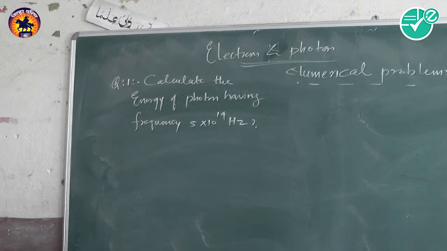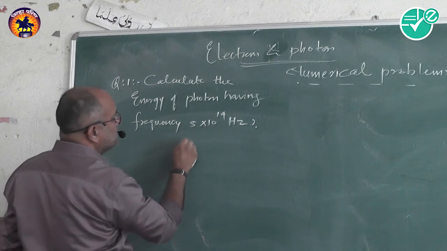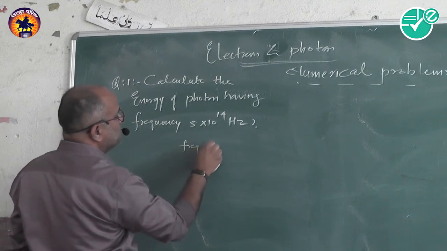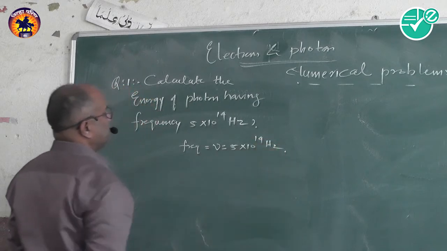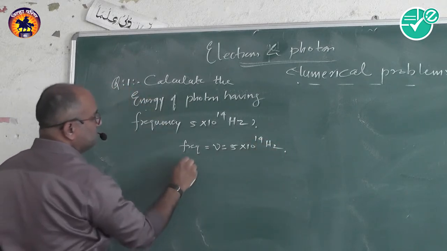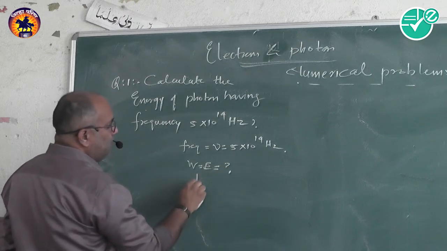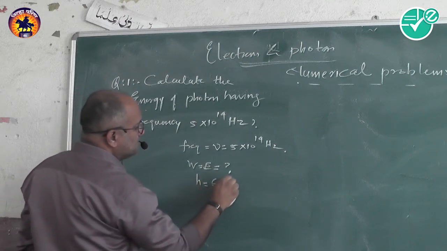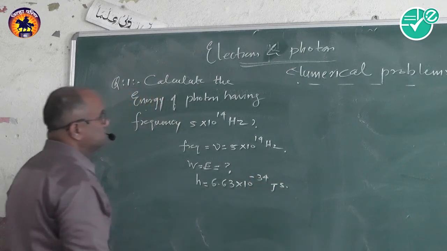Now, when a numerical is given to you, the first and foremost thing is that you read it once, twice, thrice. What is given to you, that you have to write there. Frequency is given to you: frequency nu is equal to 5 into 10 raised to 14 hertz. Now what you have to determine? You have to determine W, or E, is equal to what? Here the value of h is a constant, given as 6.63 into 10 raised to minus 34 joule second.